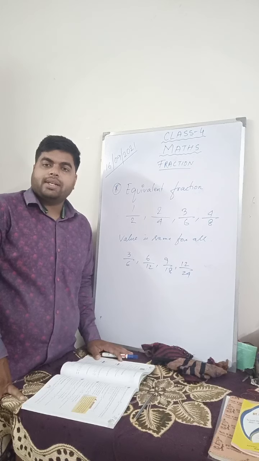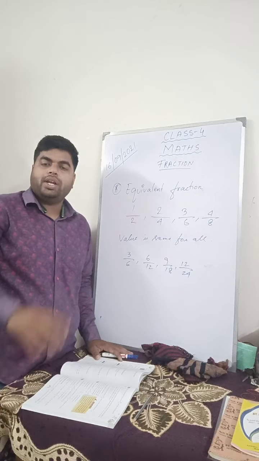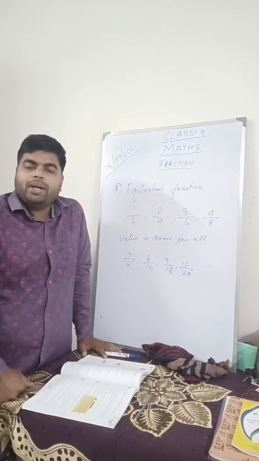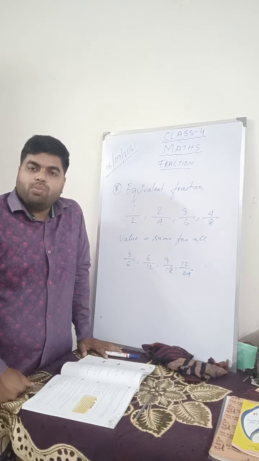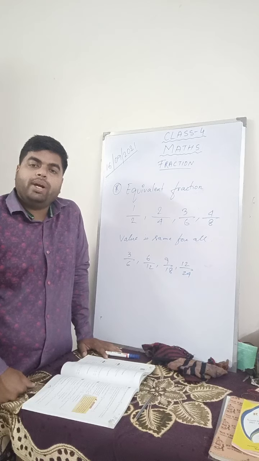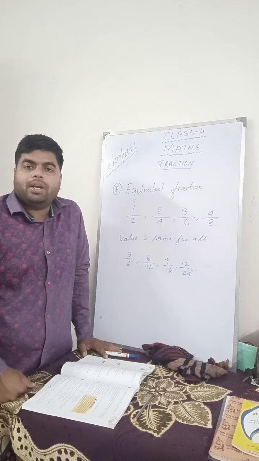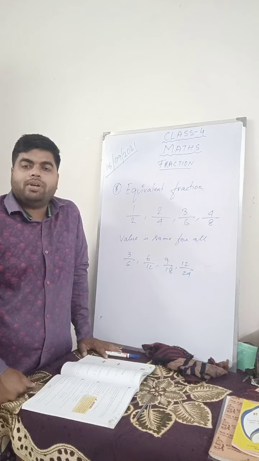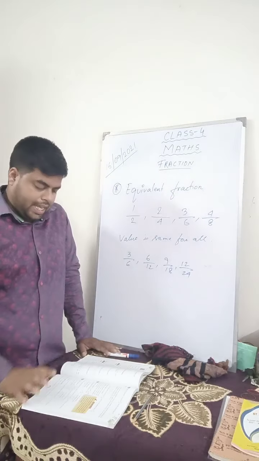So the rule of fraction says, if you are multiplying, if you are making a fraction bigger than the given fraction, you have to multiply. And if you are making a fraction smaller than the given fraction, you have to divide. But remember, if you multiply, you have to multiply both the numerator and the denominator by the same number. And if you divide, you have to divide both by the same number. So this is your equivalent fraction.